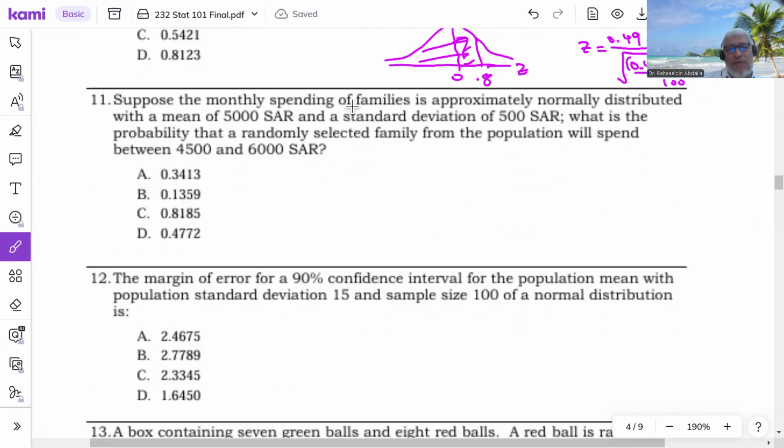Suppose the monthly spending of families is approximately normally distributed with mean 5,000 and the standard deviation 500. What is the probability that a randomly selected family from the population will spend between these two? So he is asking the probability that X, which is the random variable, is between these two values. And it is normally distributed, so we can change it to Z.